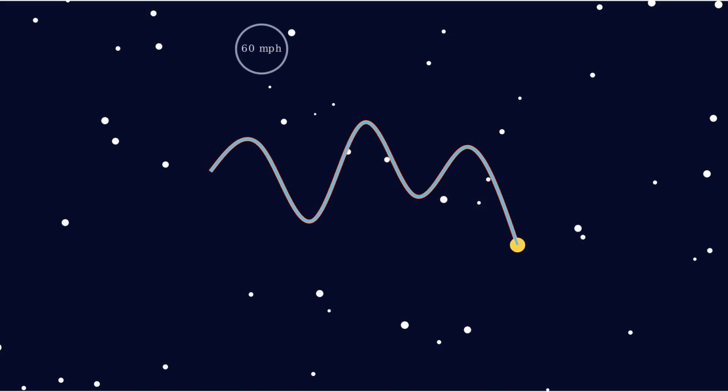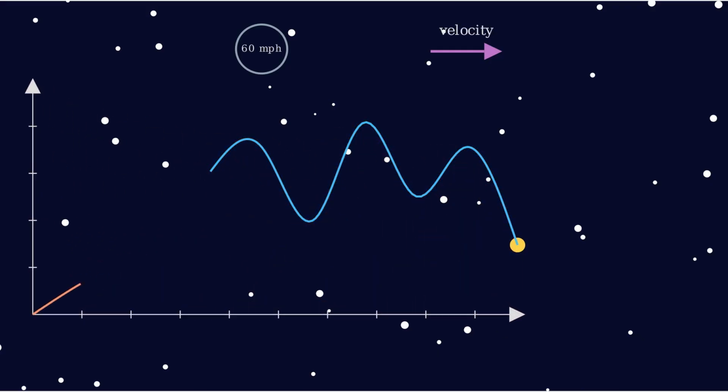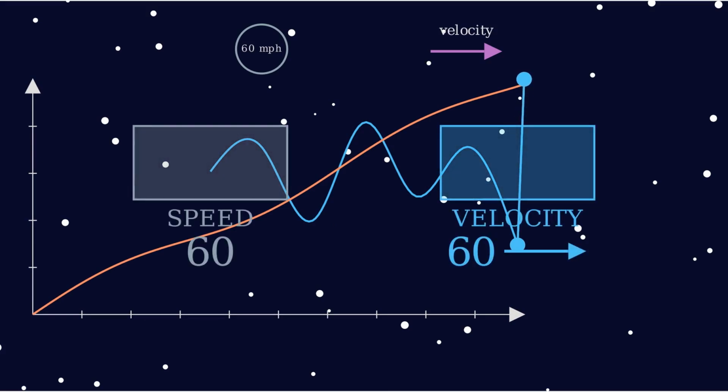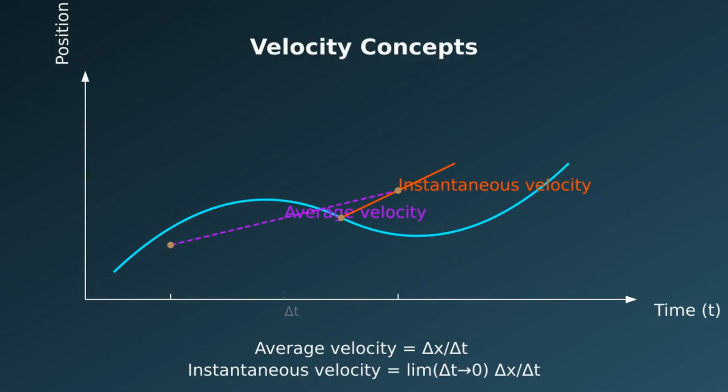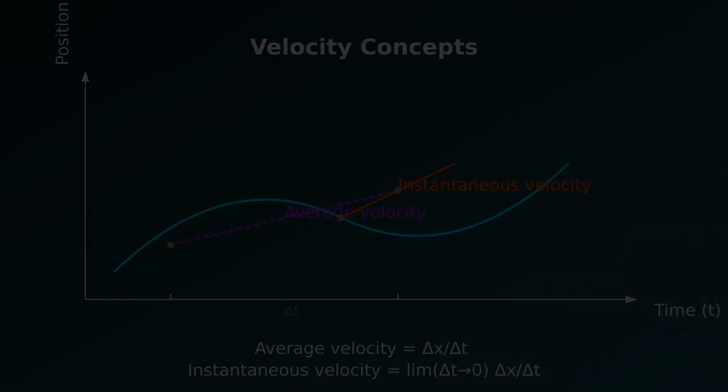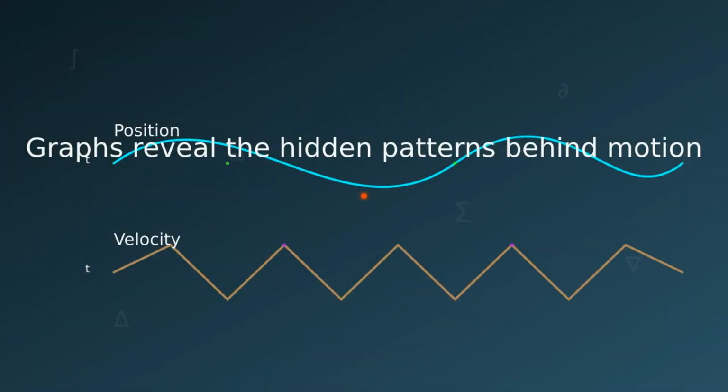So let's consolidate what we've learned. Speed is a scalar, just the magnitude. Velocity is a vector. It has both magnitude and direction. Average velocity is displacement over a time interval. Instantaneous velocity is the limit as the time interval shrinks to 0. And graphs, both position time and velocity time, reveal the hidden patterns behind motion.